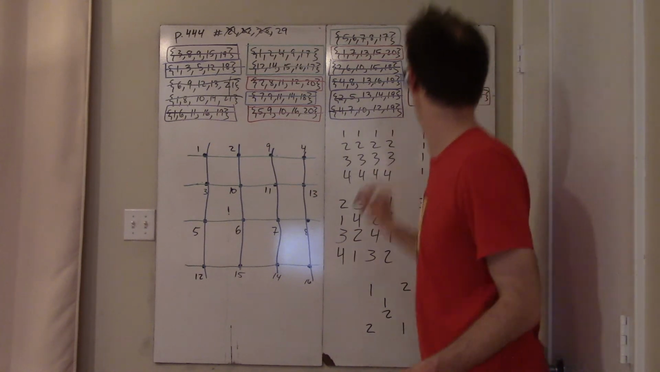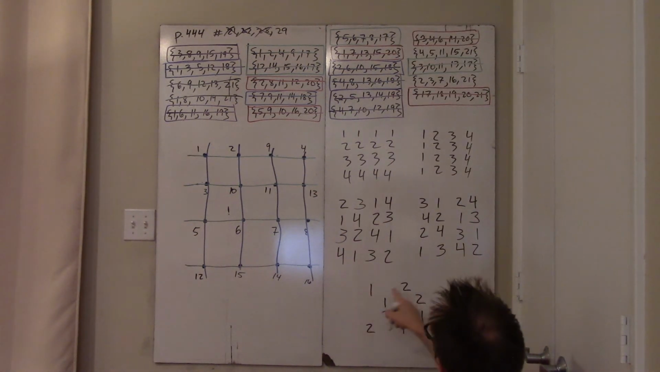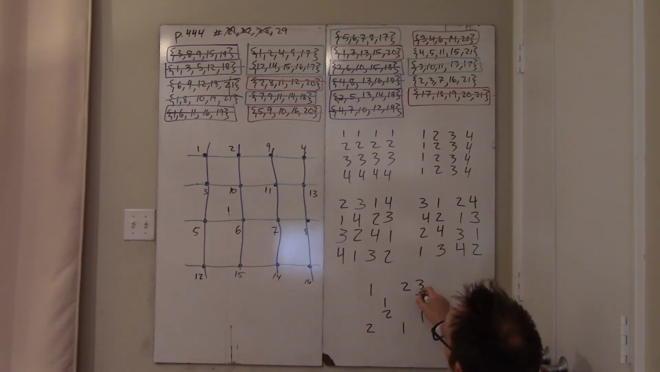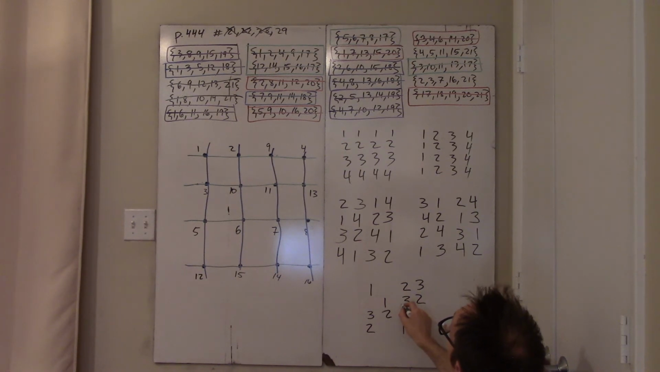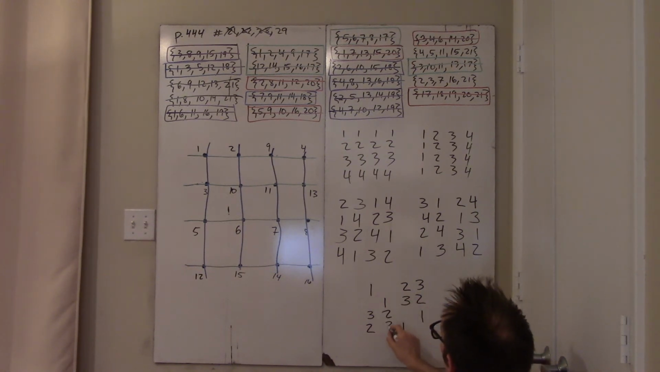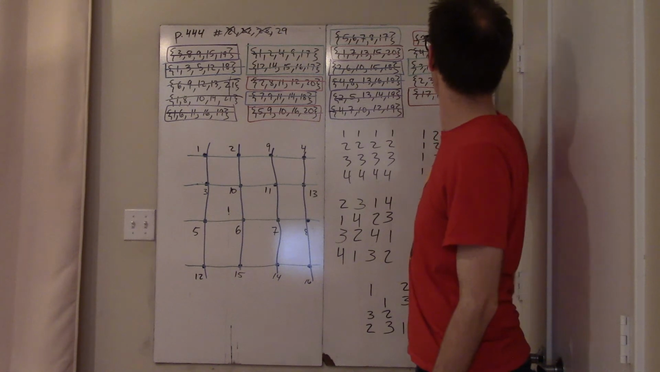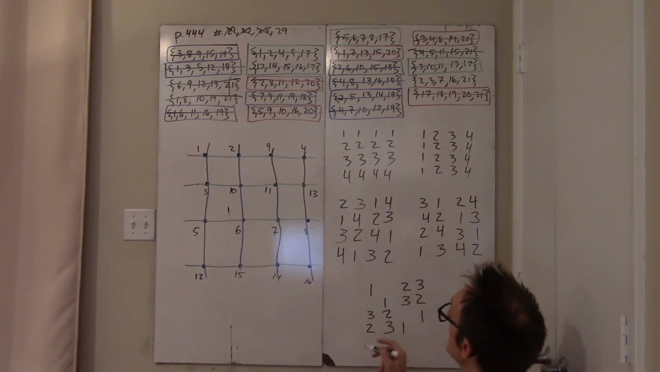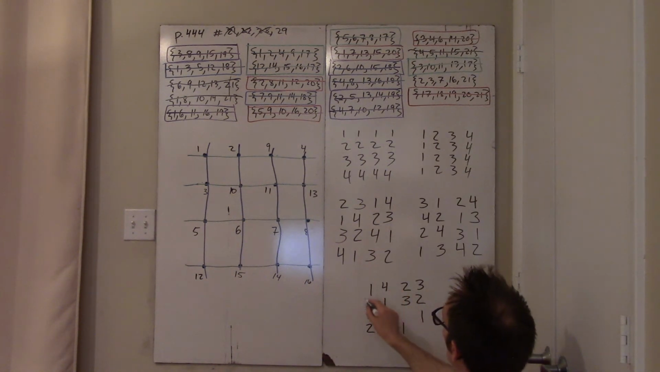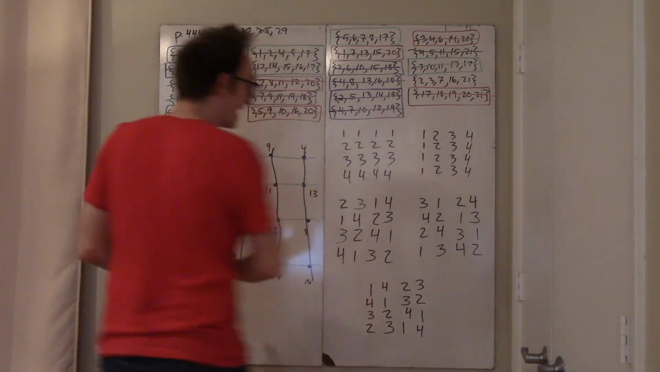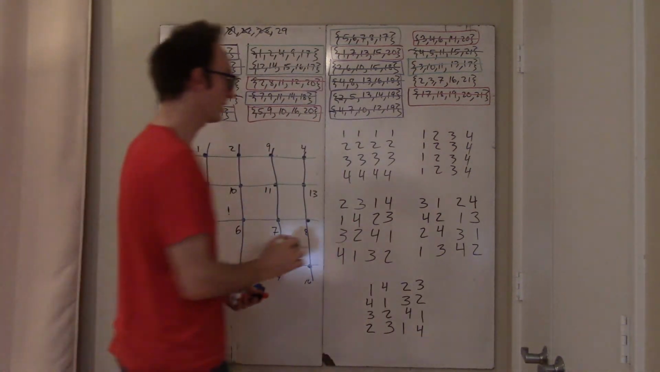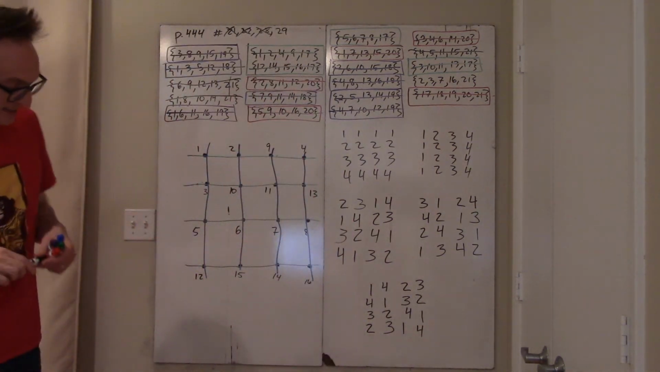4, 5, 11, 15. So that's 4, 5, 11, and 15. And the final line, 2, 3, 7, 16. Okay, I won't repeat the logic anymore because I think we're clear, I think we're done.